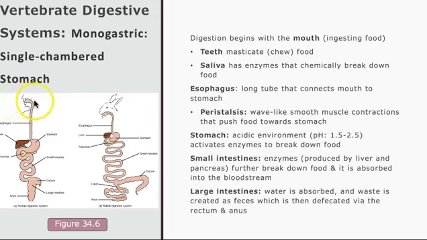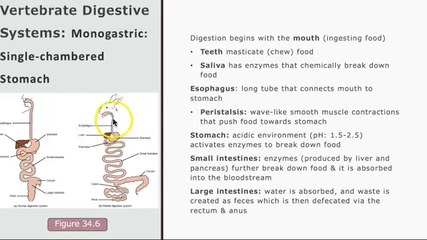Our digestion is going to begin in the mouth by ingesting the food, and then our teeth will mash or chew that food. Our saliva within our mouth also will help to secrete enzymes to chemically break down food. And through these methods, we break the food down into smaller particles, and it's now able to move into the esophagus. This can happen in other monogastric vertebrate animals as well.